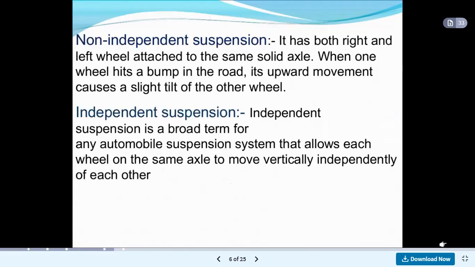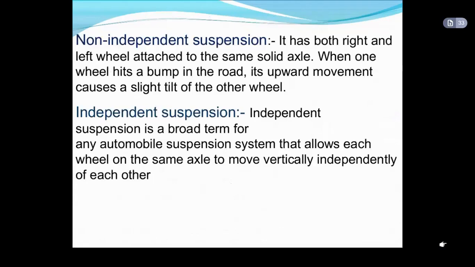The next is non-independent suspension. It has both right and left wheels attached to the same solid axle. When one wheel hits a bump in the road, its upward movement causes a slight tilt of the other wheel. So this type of motion takes place here.